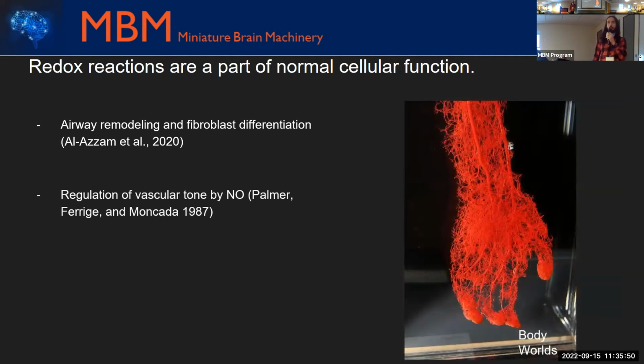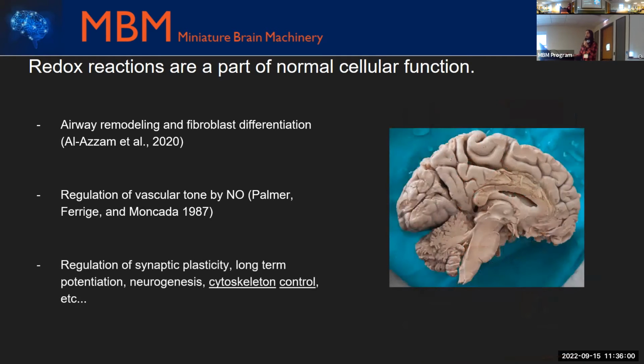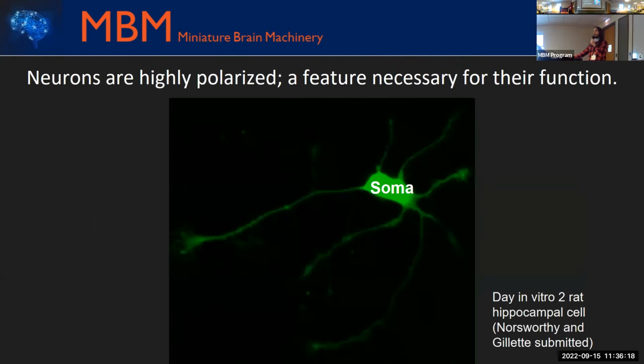If you look at nitric oxide, we have a ton of research about that as far as vascular tone, heart health, and things like that. So again, a natural part of our physiology. And more specifically for what I'm looking at, we also have functions within the brain. So we have regulation of synaptic plasticity, long-term potentiation, neurogenesis, and even more specifically, cytoskeletal control within individual neurons. Now, obviously, the cytoskeleton is important for any kind of cell in our body, but neurons have certain requirements for their overall brain function that are highly dependent on the cytoskeleton.